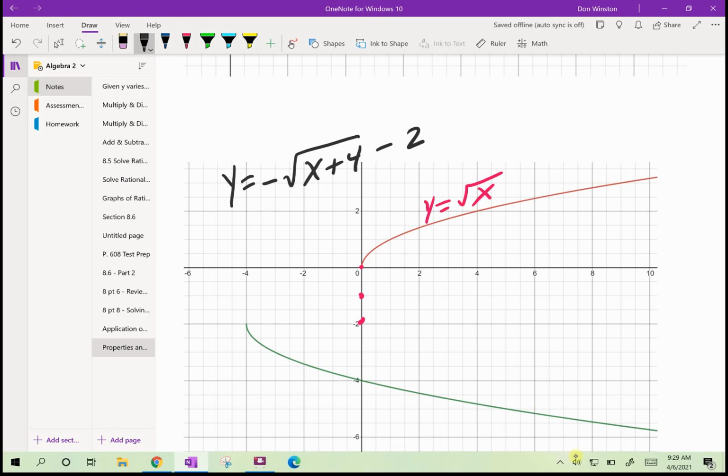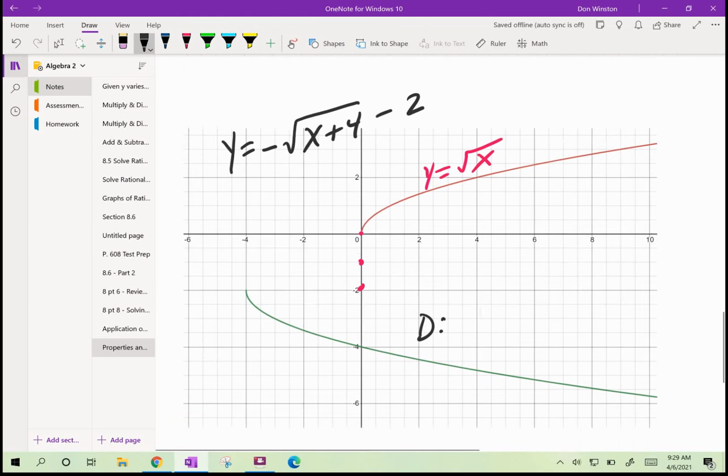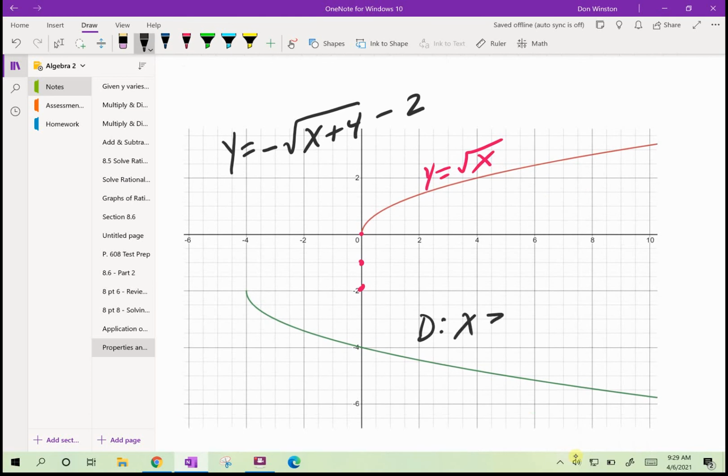So my domain for this function will be, again, x has to be greater than or equal to negative 4. Can't have negative 5. Negative 5 plus 4 would give me negative 1. You can't have a negative underneath the radical. And then my range here: notice that the highest the y value gets is negative 2. So it's going to be y is less than or equal to negative 2. The y values never go any higher than negative 2.